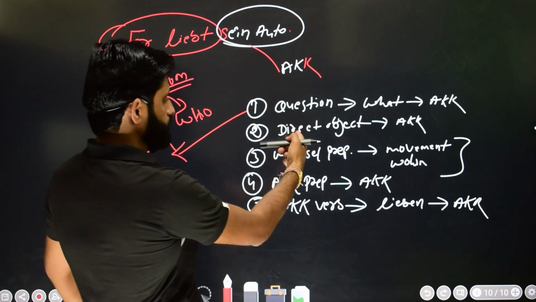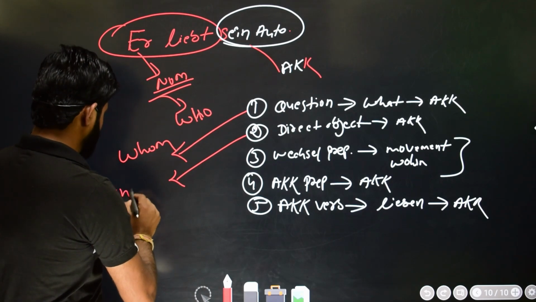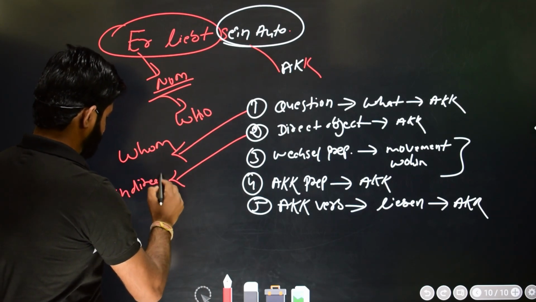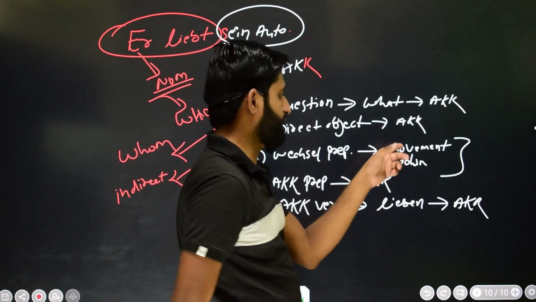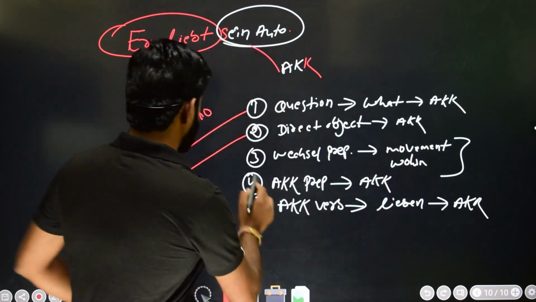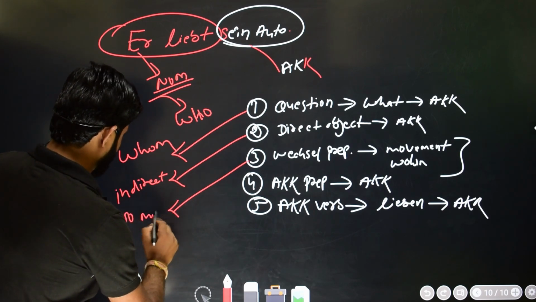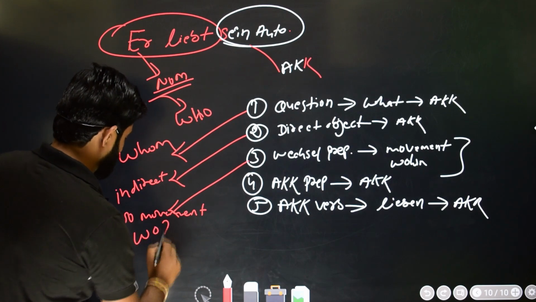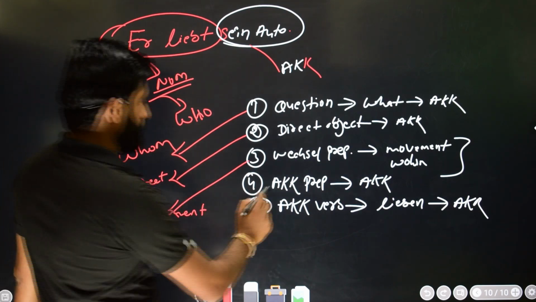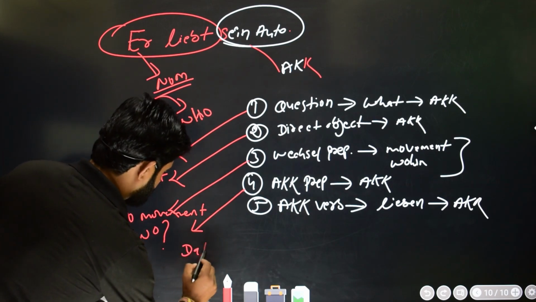In accusative we have direct object. In dative it will be indirect object. In Wechsel preposition case, in accusative we had movement and the wohin question, but in dative it will be no movement and the question with wo. Here we have accusative preposition. In dative we will have dative preposition.